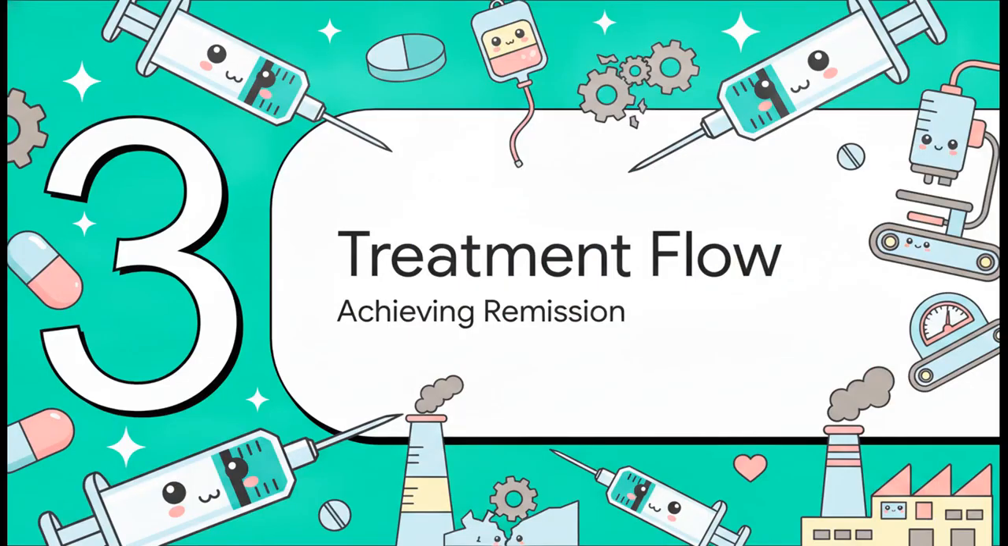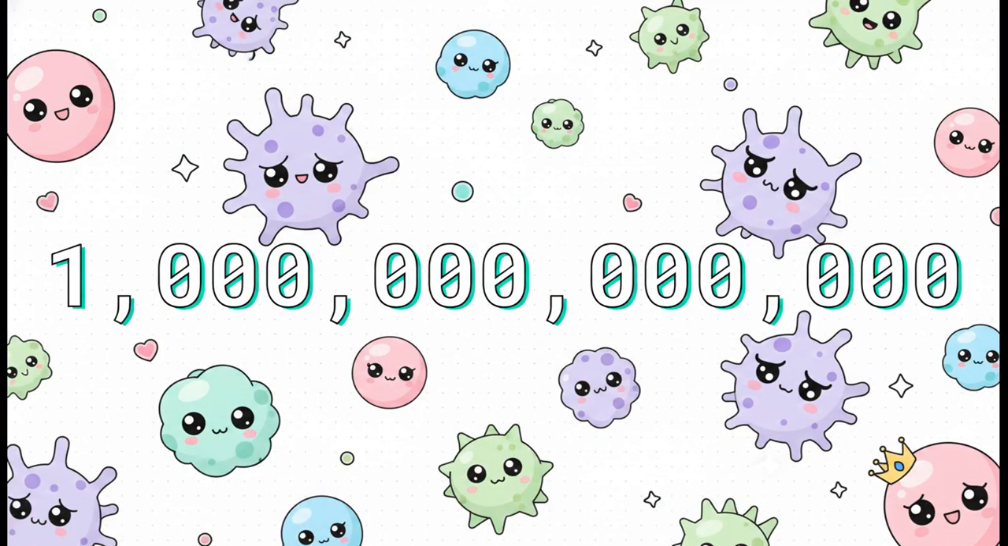Okay, Section 3, the treatment flow towards remission. To really understand the treatment, you first have to grasp the sheer scale of the problem. When a patient is newly diagnosed with AML, they're carrying roughly 1 trillion leukemia cells in their body. 1 trillion. To put that into perspective, the average human has about 60 trillion cells in total. That means at the exact moment of diagnosis, 1 out of every 60 cells in their entire body is a useless, dangerous leukemia cell. It is an absolute crisis.